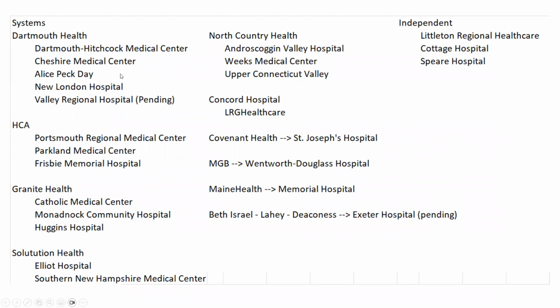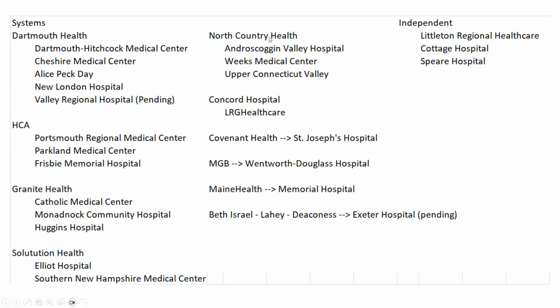This is kind of giving you a sense of who's connected to who. All right, so you can see Dartmouth Health includes these hospitals. HCA, which is a for-profit chain, owns Portsmouth, Parkland, which is in Derry, and Frisbee, which is in Rochester. Granite Health is headed by Catholic Medical Center, but includes Monadnock and Huggins. Solution Health, one of the more recent affiliations, includes Elliott and Southern New Hampshire. North Country Health, which is a really unique system, includes AVH, Weeks, and Upper Connecticut.